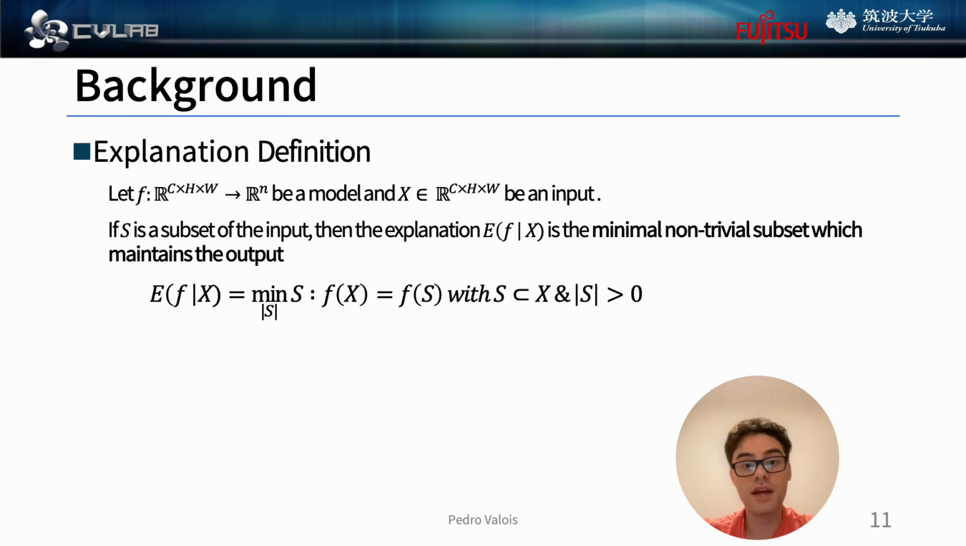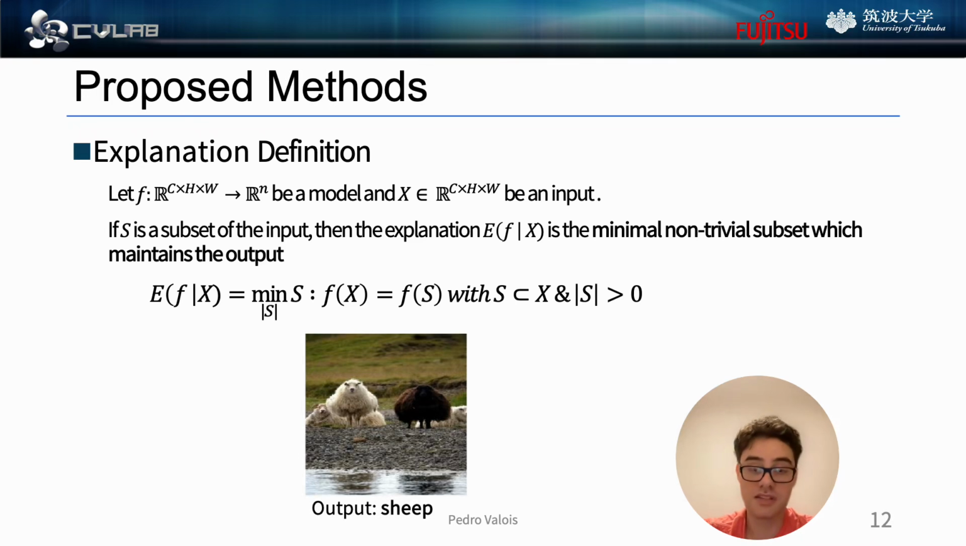More formally, we can use causal theory to define an equation for explanations. This equation communicates that an explanation of a model F given an input X is the minimal subset of pixels of the input which keeps the same original output. But simply, if we have an image for which the original output of the model is sheep, this could be a valid explanation. However, in this case, despite the smaller size, the output now changed, so it is not a valid explanation anymore. And neither is this one.